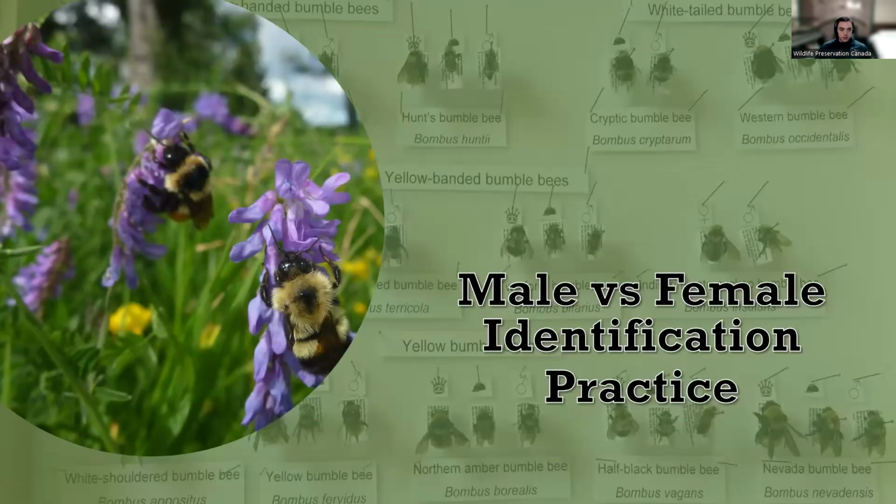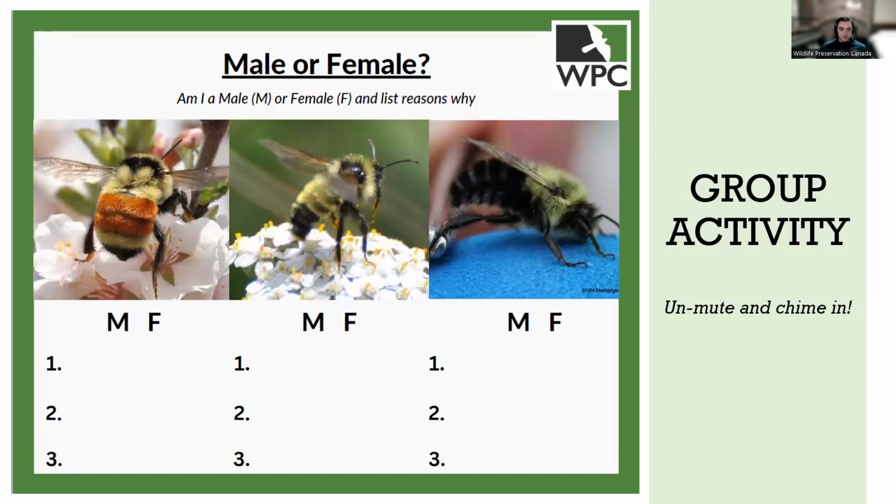All right, and now we'll actually practice this. So I'll go through these with you viewers. Ignore the unmute and chime in because it's just me talking to myself here. I have a few bees here, and I'm just going to go through whether or not they're male and female and what makes them that. So we're identifying just from one single photo which of these are male or female and why.